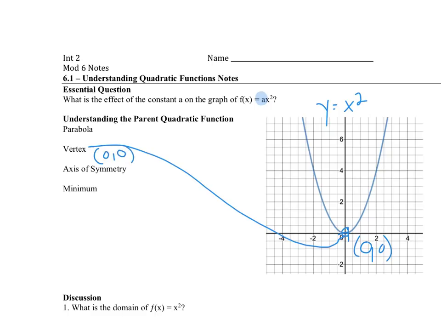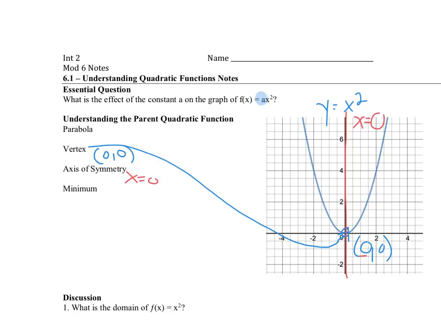Our axis of symmetry, same as it was in the absolute value, is the line that cuts our graph in half. That one's a little off kilter there. Let me see if I can make it better. That one's much better. And remember, it is x equals the x-coordinate of our vertex.